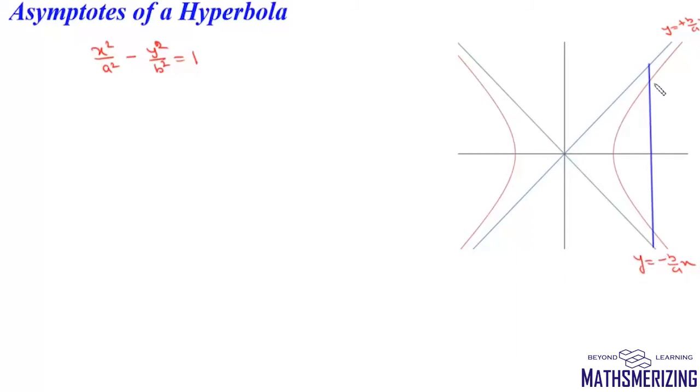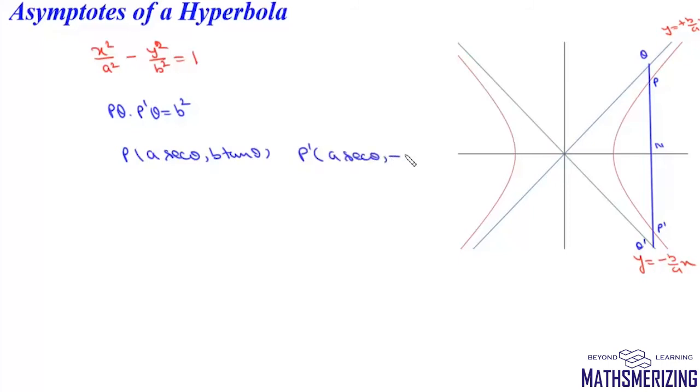And this is P, N and P dash, and it is extended to meet the asymptotes at Q and Q dash. We need to prove that PQ into P dash Q is equal to B square. What we'll do is we'll take this point P as A secant theta and B tan theta, and now we can write P dash as A secant theta minus B tan theta.